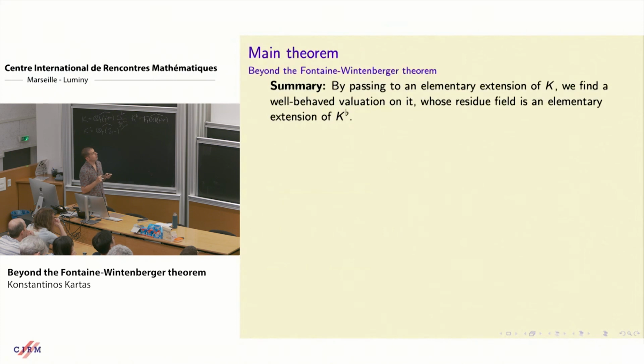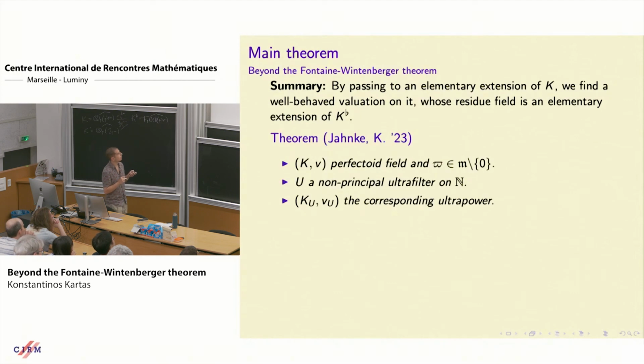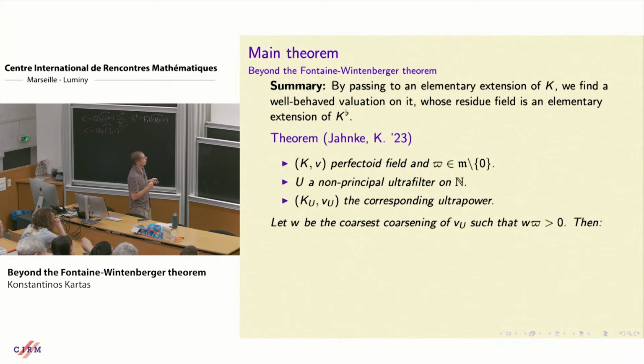Again, this is the informal description that I gave before. So here's the actual statement. We start with the perfectoid field, and now I'm also going to introduce a non-principal ultrafilter, and consider the corresponding ultrapower. The perfectoid field, by definition, is of rank 1, but once I pass to the ultrapower, I have introduced many convex subgroups. So now I can consider coarsenings. Here I'm taking the coarsest coarsening such that this pseudo-uniformizer still has positive valuation.